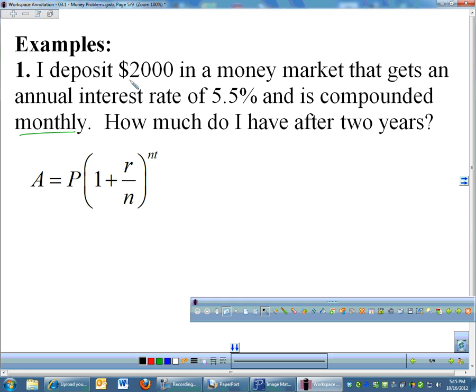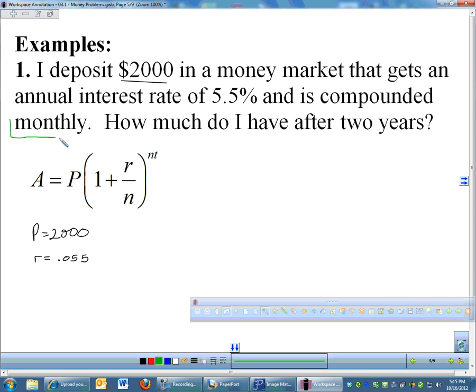Let's see, we deposit $2,000. That's going to be P. So P is 2,000. In a money market that gets an annual interest rate of 5.5%, now your interest rate, R, is going to be 0.055. Remember to move that decimal over 2 spots. And compounded monthly. Okay, if something is compounded monthly, how many times in a year will that be compounded? Well, that'd be 12 times in a year. And then I want to know how much money I have after 2 years. So T is going to be 2. And what we don't know is A. We're going to try to find out how much money I'm left with.